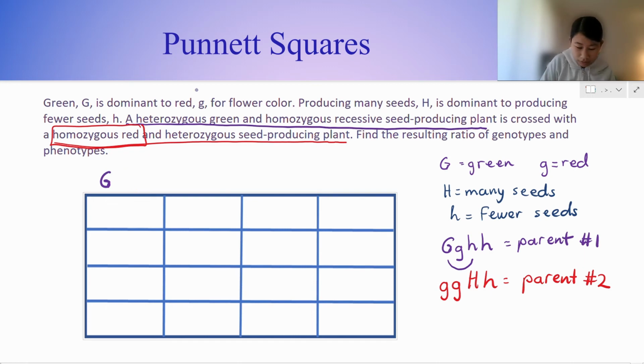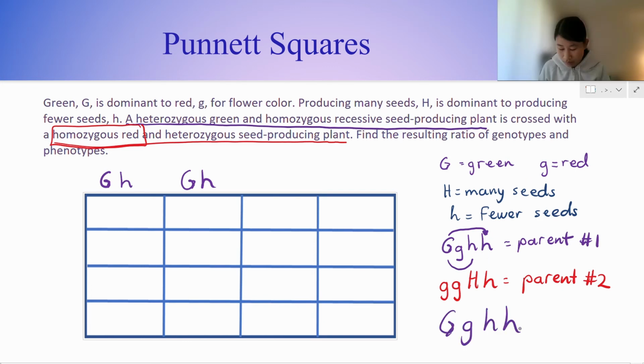Next, we have a different combination. So let's do another one. Large G and little h. And so we're basically taking one of the alleles from one of the genes, so large G, and we're matching that up with the 2 other alleles from the other gene. So with the gene for seed production, for H. Large G is going to meet up with both alleles from the other gene, like this.